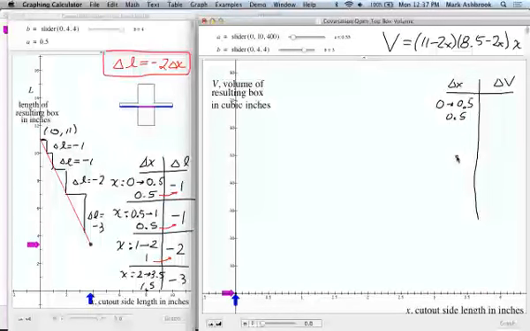What's the corresponding change in volume? This is part of what we did Friday and you did for your homework. Go, find the change in volume for this initial change of 0.5 in the cutout length, 0 to 0.5. Find the change in volume.